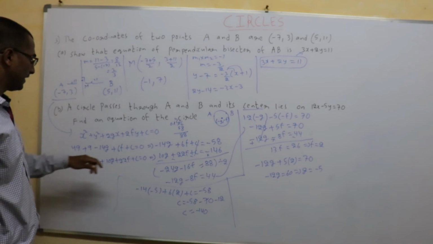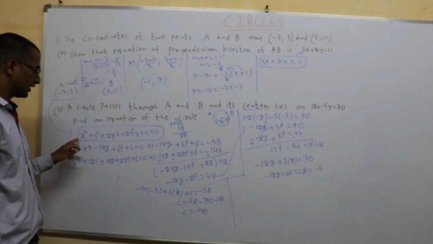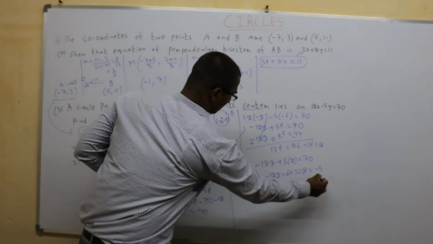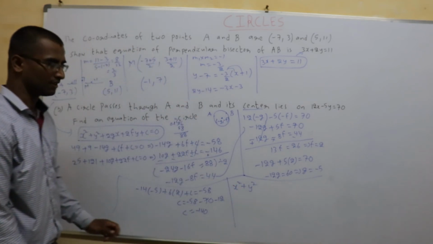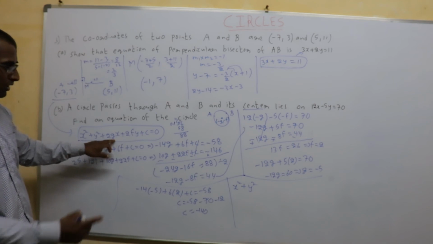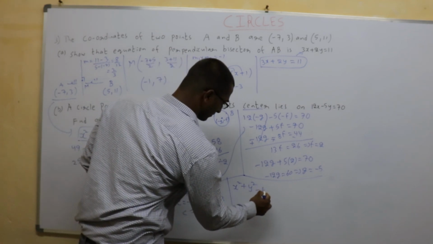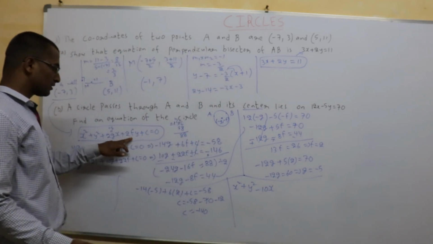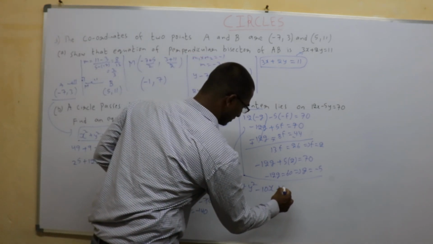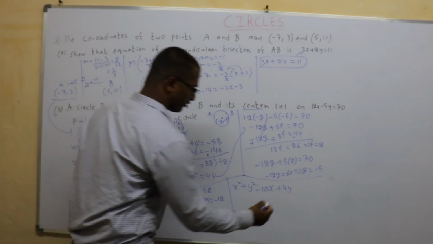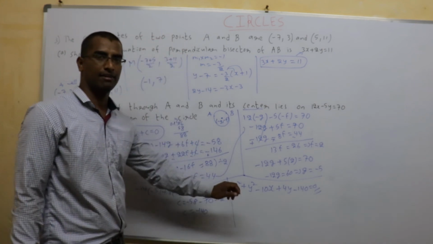Clear? Place g, f and c in this, and this is your final answer. So the equation of the circle is x square plus y square. In place of g, what do I put? Minus 5. So I get minus 10x. In place of f, I put 2. So I get 4y. And c is minus 140, so minus 140 equal to 0. This is the required equation of the circle.